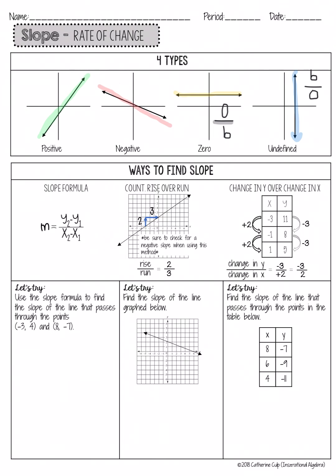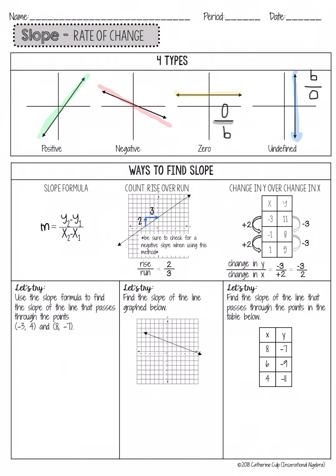The other way is by counting the rise over the run. Pick 2 good points. I first decide, is my line positive or negative? And then I count the rise over the run, and I write that as a fraction.